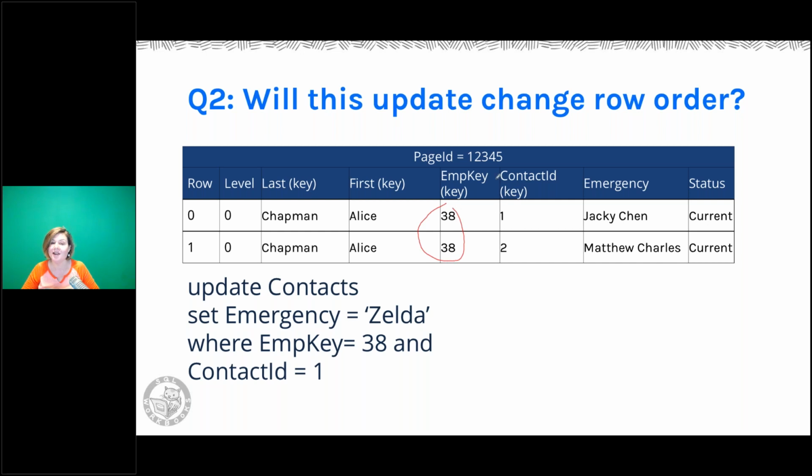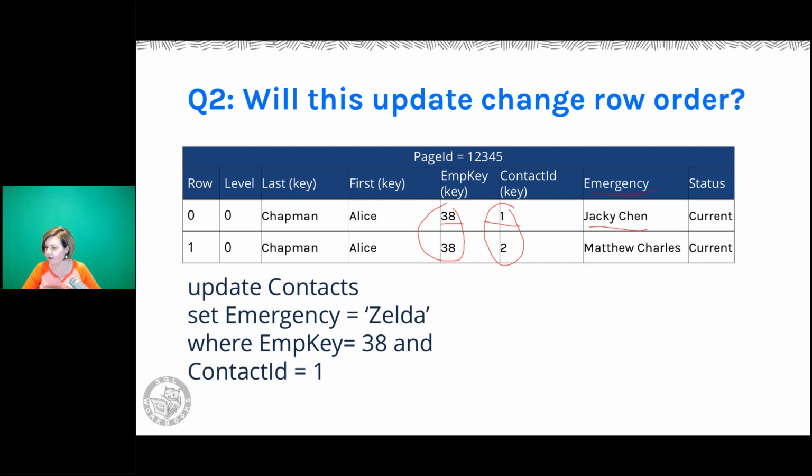But this is a table that has contact information for them. Alice has 2 emergency contacts. One of them is ID 1 and one of them is ID 2. We are changing the emergency field where employee key equals 38 and contact ID equals 1, and we are setting that to Zelda. So it's going to change from Jackie Chen to Zelda. Is that going to change the row order on this?